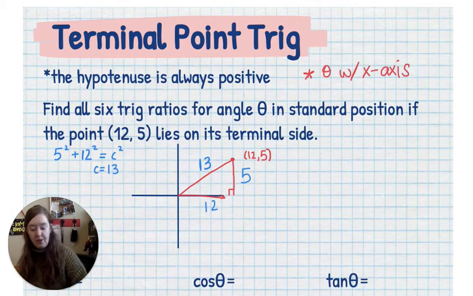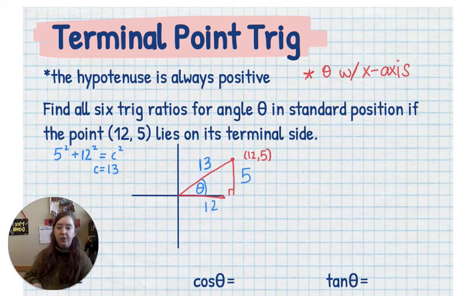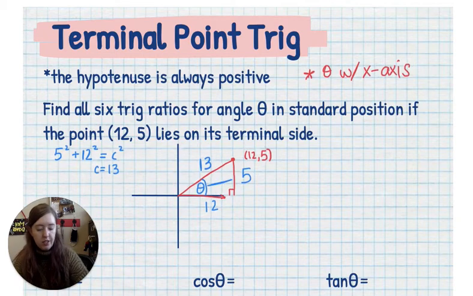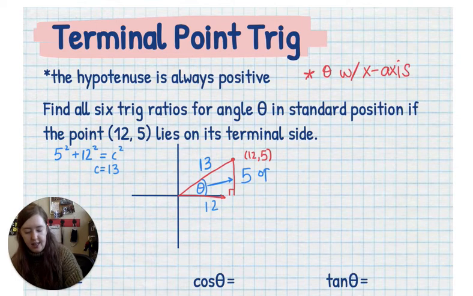So as I mentioned before, theta is always made with the x-axis. So it's going to be right there, that angle made with our x-axis. Across from our angle is our opposite side. Across from the right angle is the hypotenuse. And the side that's left over is the adjacent.